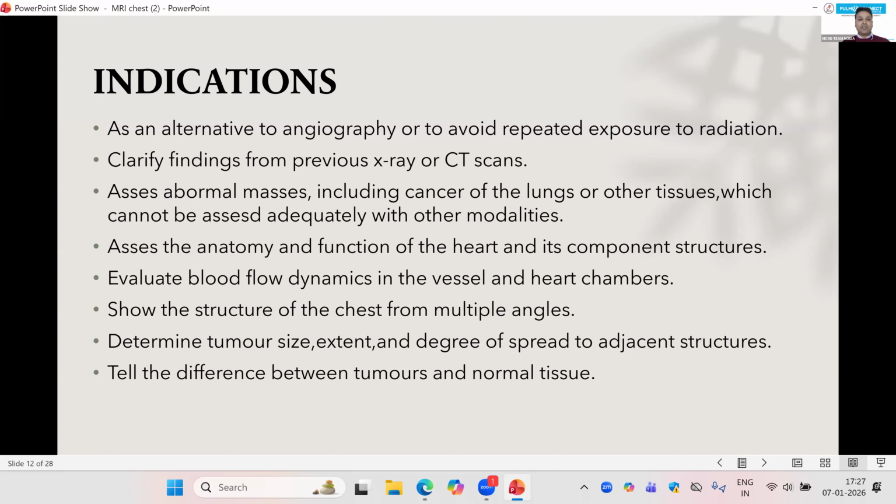So indications are very simple. As an alternative to angiography to avoid repeated exposure, clarifying findings from the previous CT of the chest, assessing abdominal masses, assessing the anatomy and function of the heart and its components in cardiac MRI, evaluating blood flow and dynamics, showing the structure of the chest from multiple angles, and determining tumor size, its extent and degree of spread to the different adjacent structures, and telling the difference between the tumor and the normal tissue by its consistency, as we talked about in the previous slide about the water and the fat tissue. So it gives us an idea of the normal and abnormal tissues.